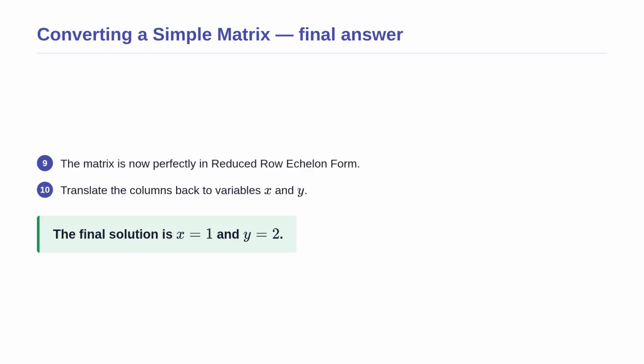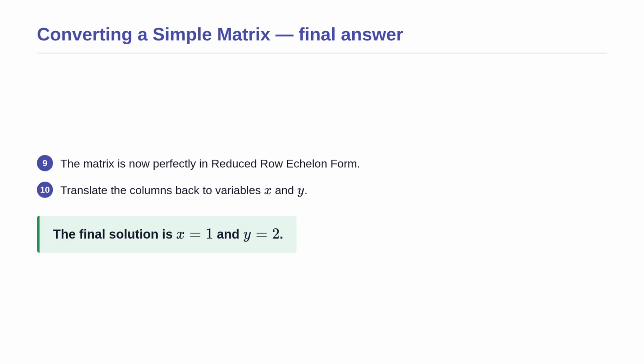Now that we have performed our final row operation, let us look at the result. The matrix is now perfectly in reduced row echelon form. We have our downward staircase of ones and zeros everywhere else in those columns. We can now translate this highly organized grid back into our original equations.